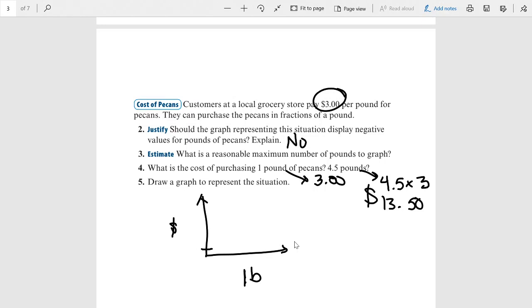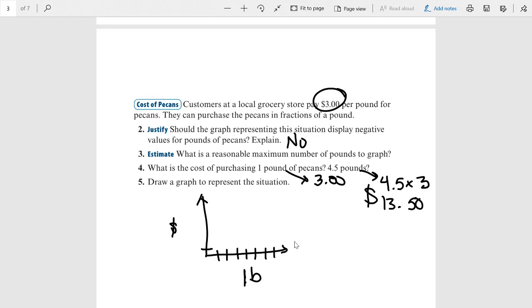The amount of pounds is independent because I get to choose how many pounds of pecans I want. I don't really get to choose how much money it is. You can make an argument for the other, but overall, most logical in this setting is pounds on the x-axis, dollars on the y. And then we can start labeling.